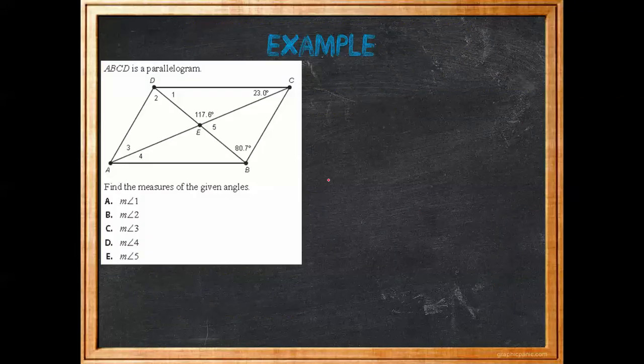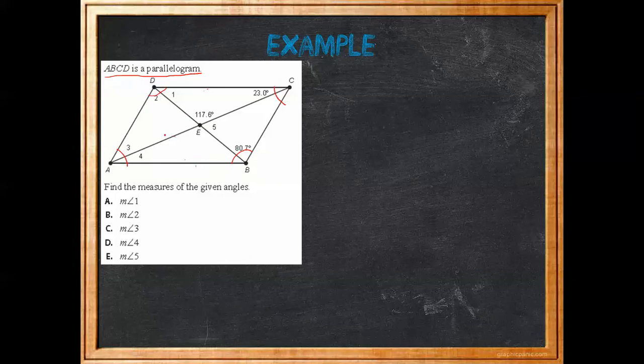Here are some examples. We know that ABCD is a parallelogram, so the only properties that we can talk about are the properties of a parallelogram. What we know about a parallelogram is this side is parallel to this side, and they're also congruent to each other. We know that this big angle is congruent to this big angle, and this big angle is congruent to this big angle.